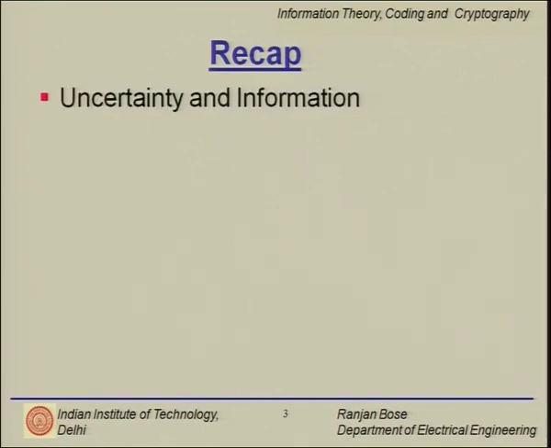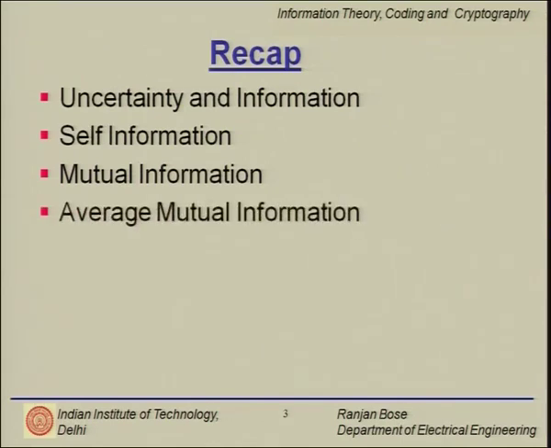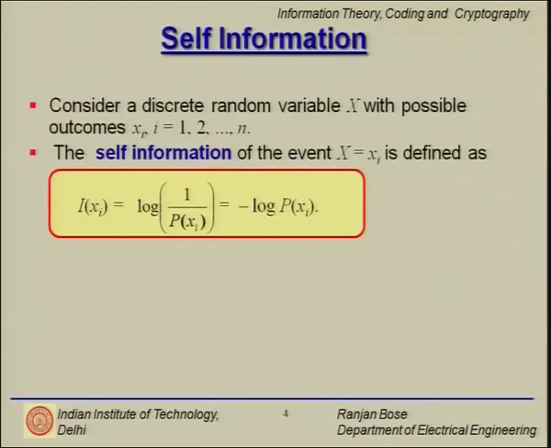We introduced the concept of uncertainty and related it to information. We found an inverse relationship between the probability of occurrence of an event and the information associated with it. Then we went on to define the notion of self information, very important. It has lots of practical implications. Then another very useful quantity that we looked at was mutual information. We will briefly go over it once again, and then we graduated to average mutual information.